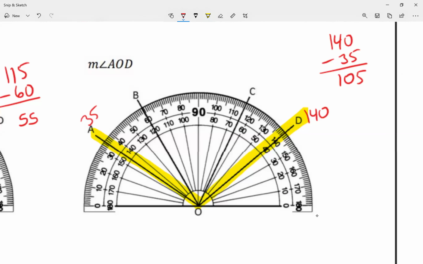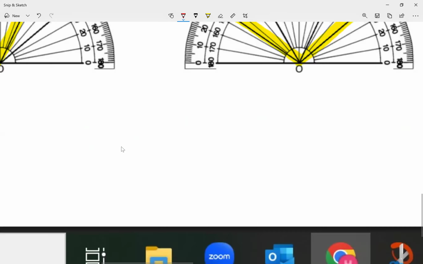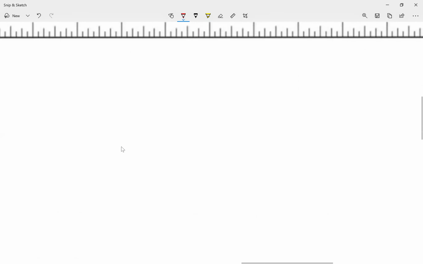Okay. But then on our notes, I also see that we're going to be looking at segments. It says use a ruler to measure the length of each line segment, measure each segment in centimeters. Okay. Well, for a ruler, you take a look how a ruler looks like.